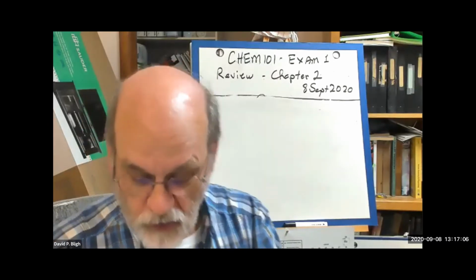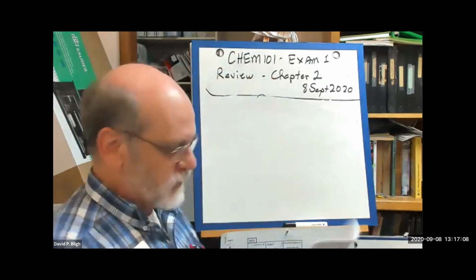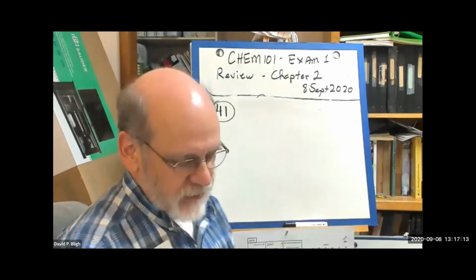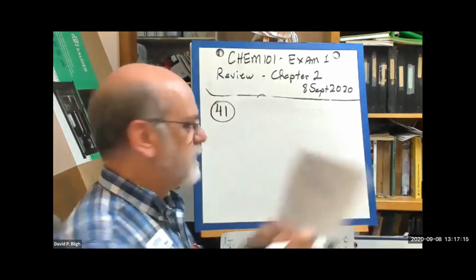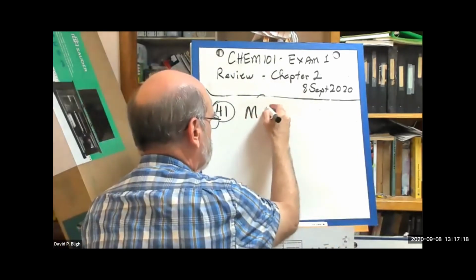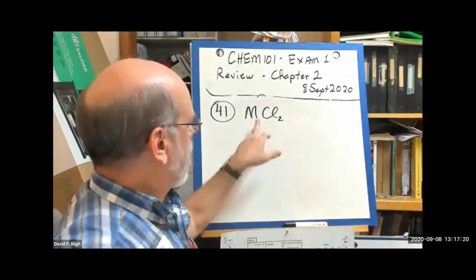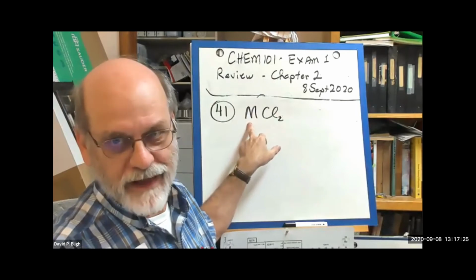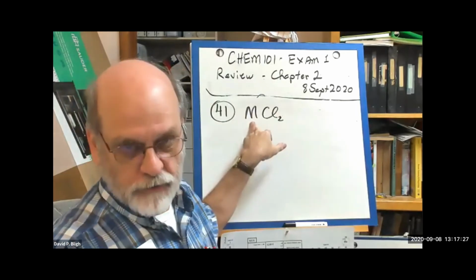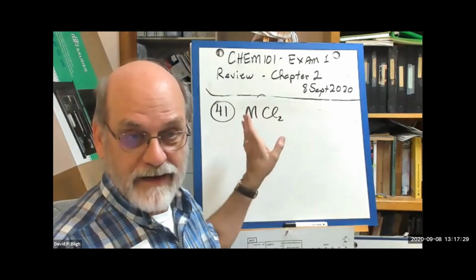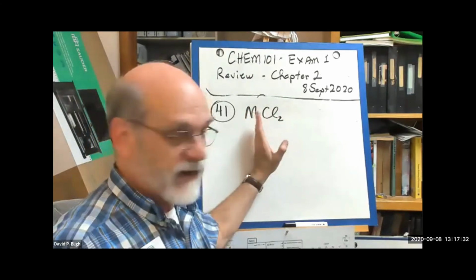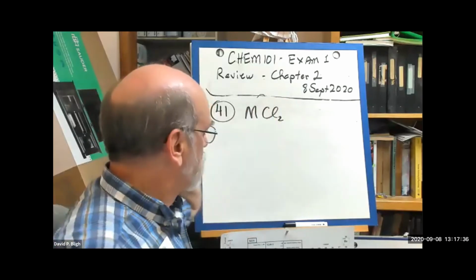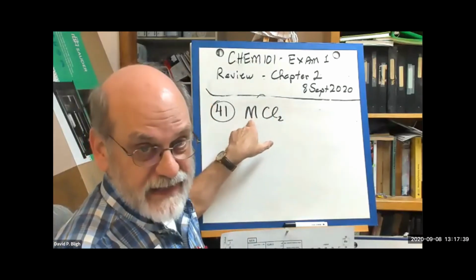Ooh, let's do 41. This is a detective story here. All right, you're given a compound with a formula MCl2. Now, M is not on the periodic table. You should know that by now. M is a placeholder for a metal, right? When we write a compound name, it's metal, non-metal. That's the order, the binary order. So we need to fill in what this actually is.